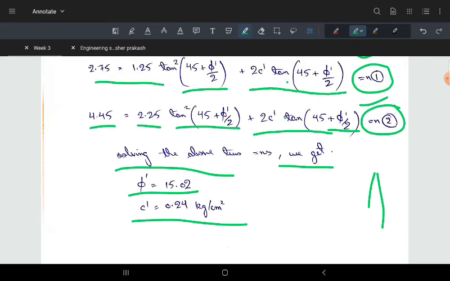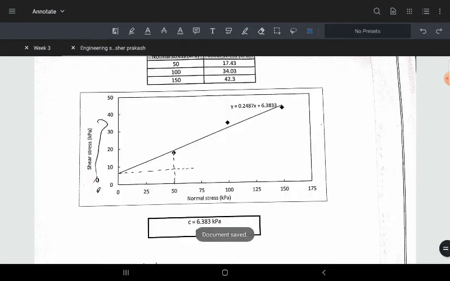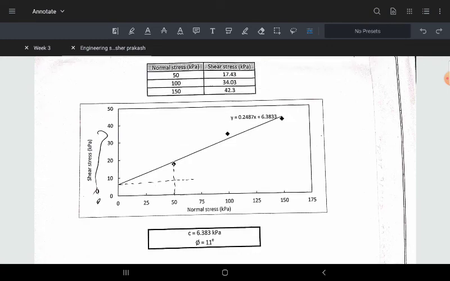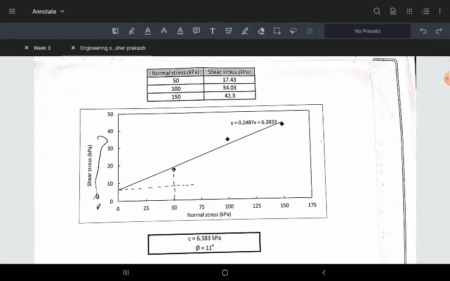So in the end, I would like to show you some practical examples of the shear test. So this here is the graph. This is the direct shear test, what we get in the laboratory.